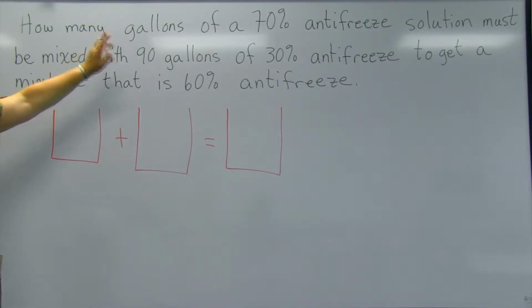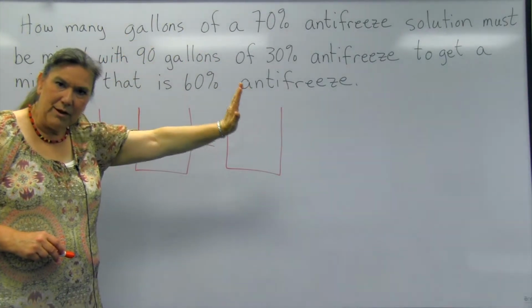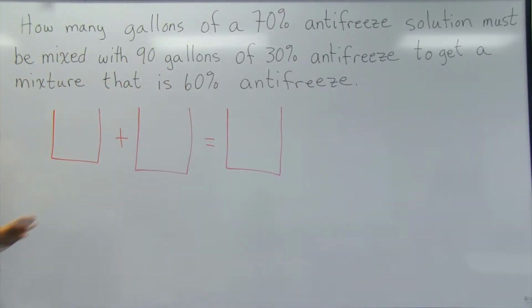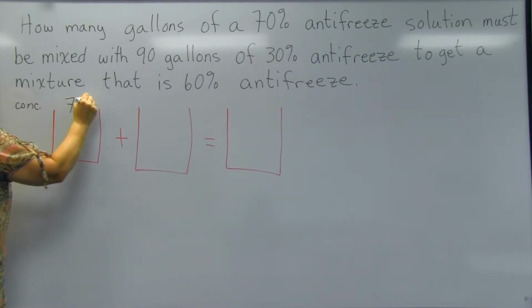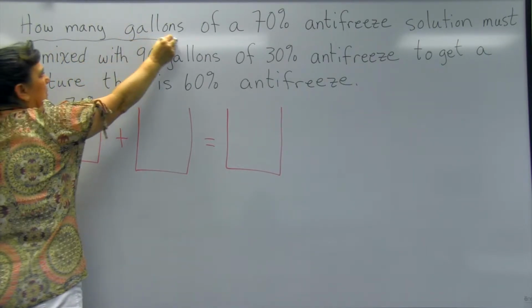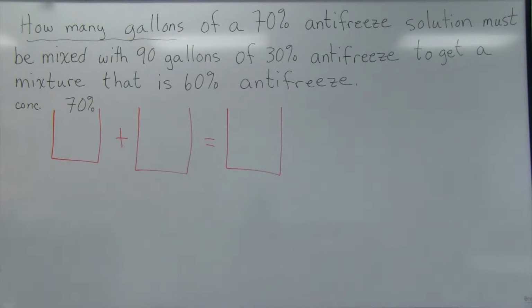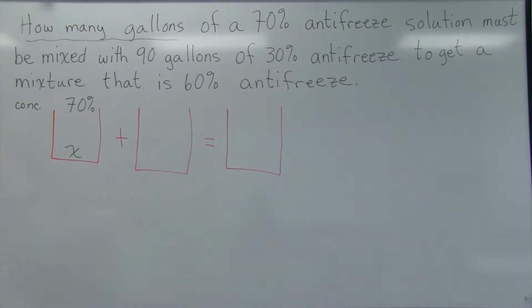How many gallons of a 70% antifreeze solution? We're going to stop right there. So what is the concentration of this first solution? Yeah, that's right. It's 70%. So we're going to put our concentration on the top of the bucket. That's our 70% solution. And how much are we going to have of that 70? Well, it says how many gallons. That's what we don't know, isn't it? Yep, that's right. That's my handy dandy X again. So it goes right in there.